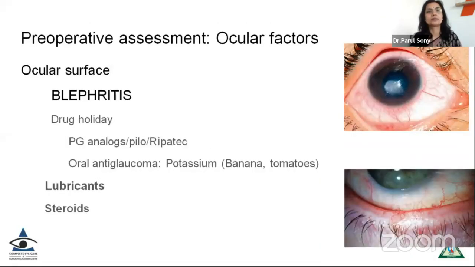Again, the ocular surface is very, very important because most of these patients are on long-term anti-glaucoma medication, which can lead to a lot of ocular surface disorder in the form of blepharitis and dry eyes, and it's always a good idea to put the patient on a drug holiday if possible. You can stop prostaglandin analogs or drugs like pilocarpine or maybe Ripatec, which we have recently started using, 1 week before surgery. Put the patient on copious lubricant so that we have a good ocular surface. Sometimes we also like to put the patient on low dose steroids, maybe a week or two prior to surgery, to have a better uninflamed ocular surface.